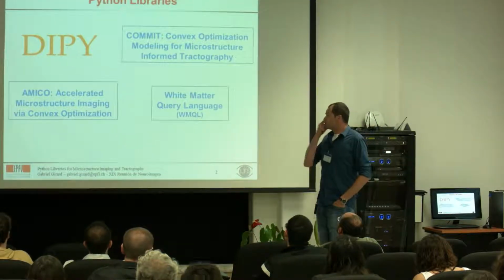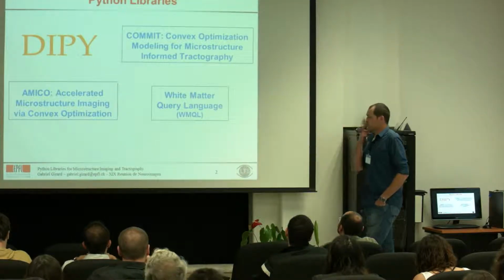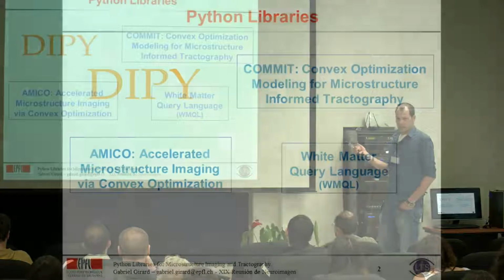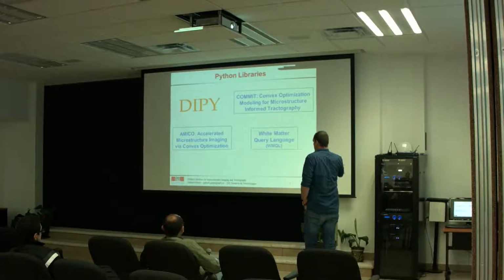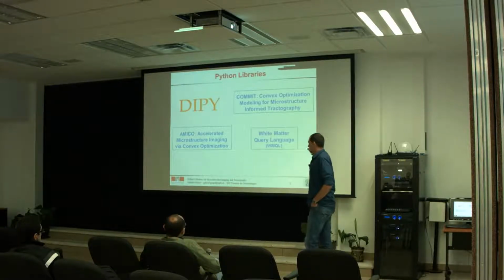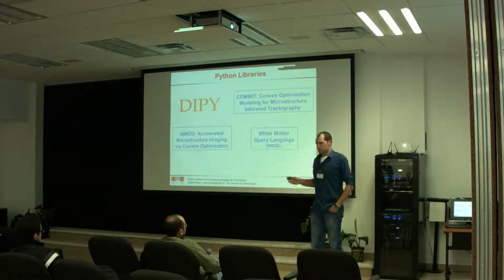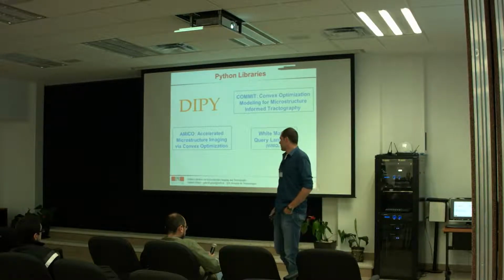So I want to go through 4 libraries that I used in the experiment I showed yesterday. DIPY is the big software library for diffusion imaging. Commit, which was the last part I showed with the streamlines. Amico for the local voxel-wise microstructure estimation. And then the white matter query language, which I didn't explain directly yesterday, but was behind many of the figures that I showed you yesterday.